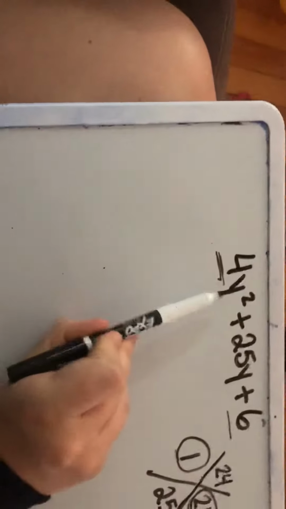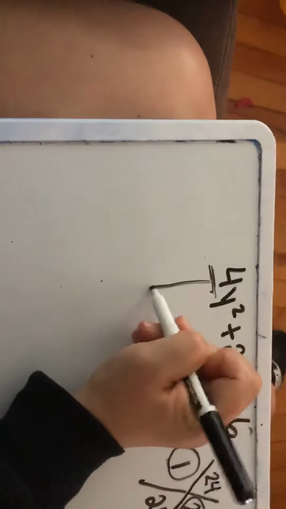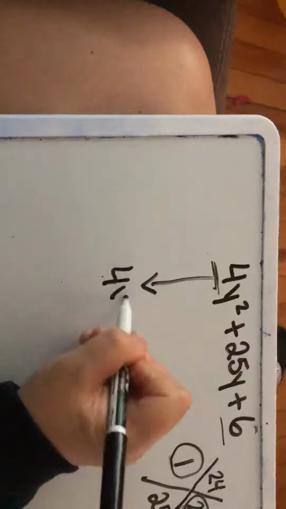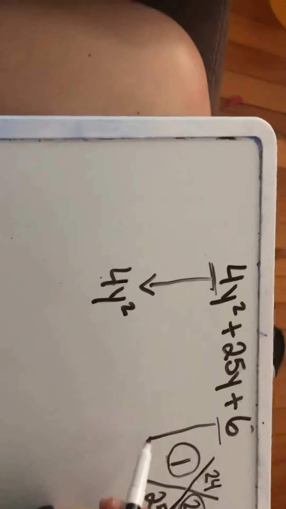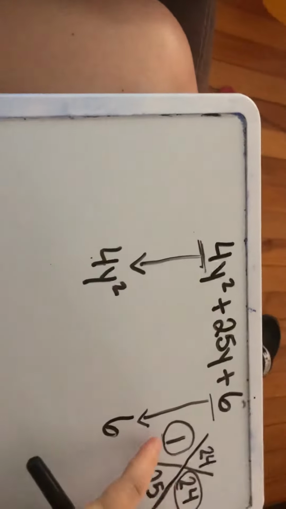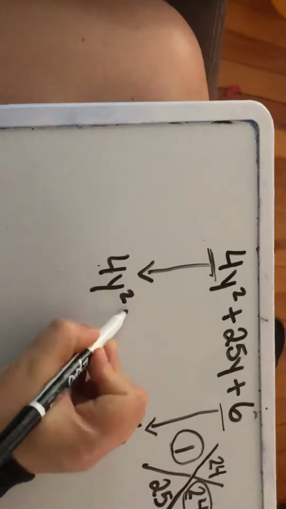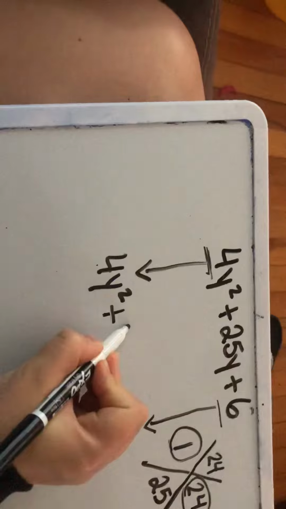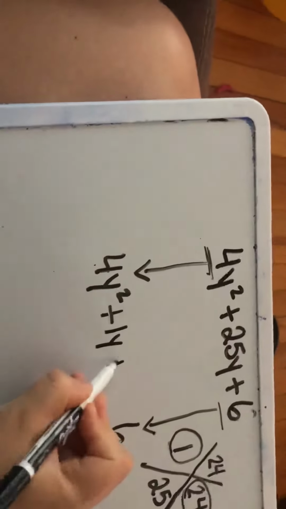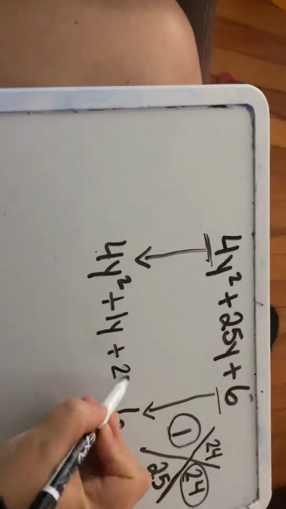Then I'm gonna go back to my equation. I'm gonna still keep my first number the same and still keep my last number the same. And I'm gonna take those two numbers that I came up with and put them in the middle, adding a variable. So this will be 4y squared plus 1y, and then plus 24y.